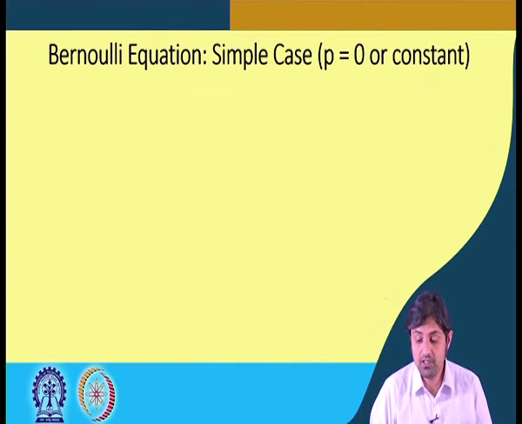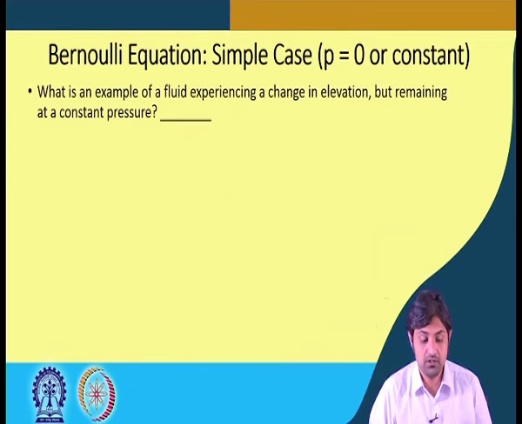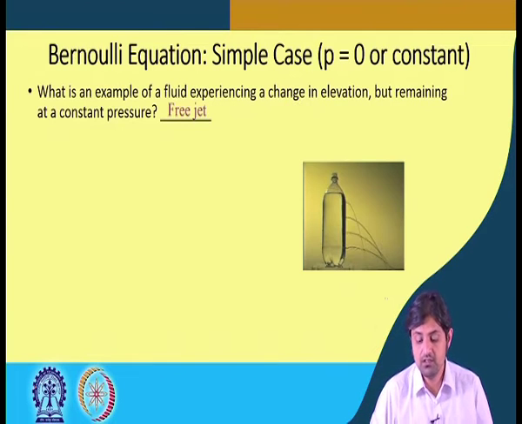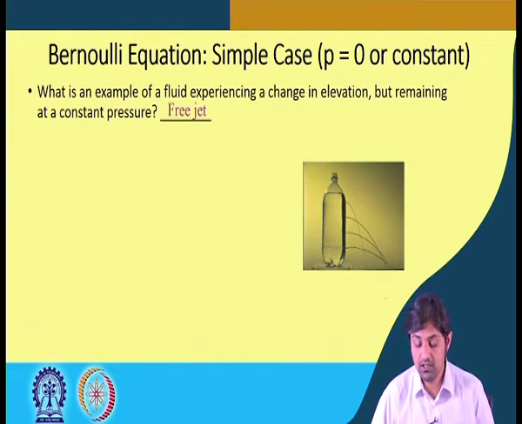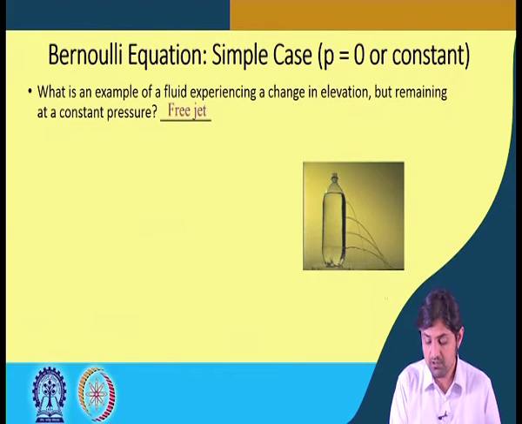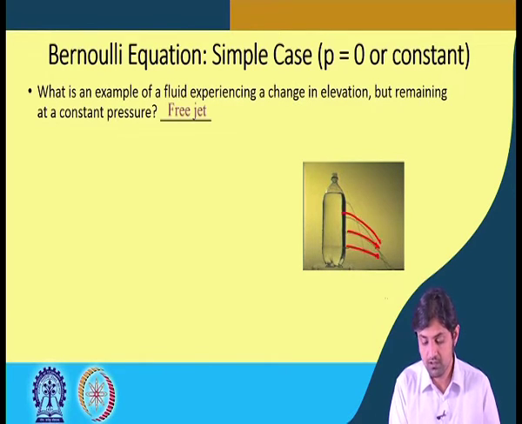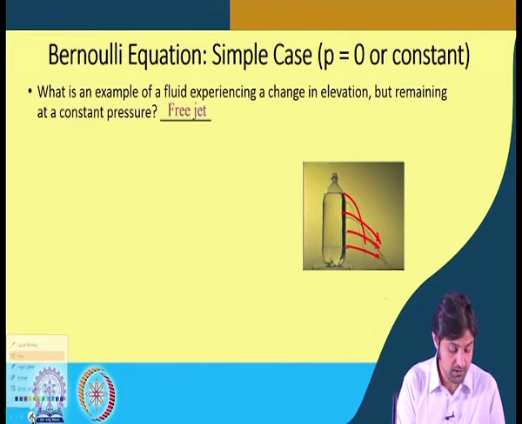So we take another simple case where pressure is 0 or constant. What is an example of fluid experiencing a change in elevation but remaining at a constant pressure? An example is a free jet. What is a free jet? This can be taken as a free jet. You fill a bottle with water or any fluid and make many holes. We saw a similar type of figure last week as well, and you see there are jets, the free jets, this one, this one, this one, this one as well.